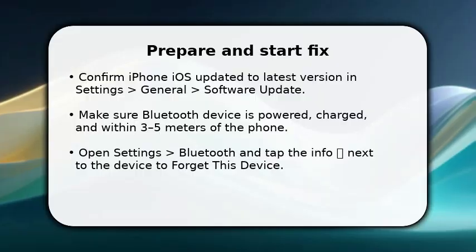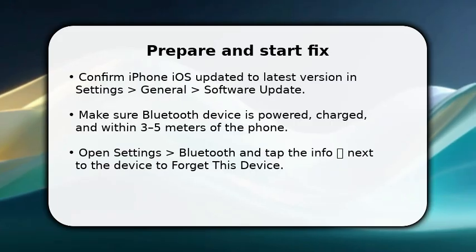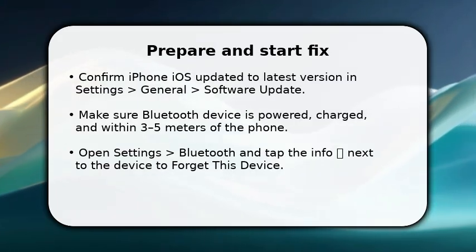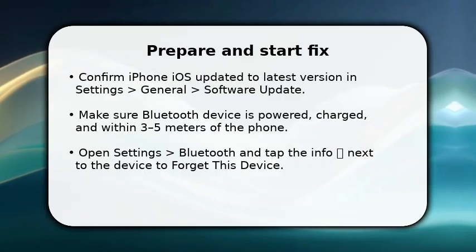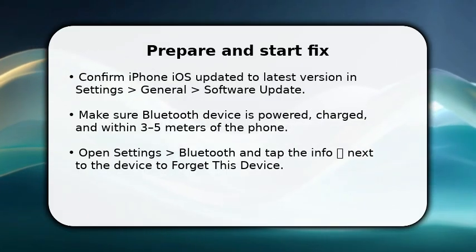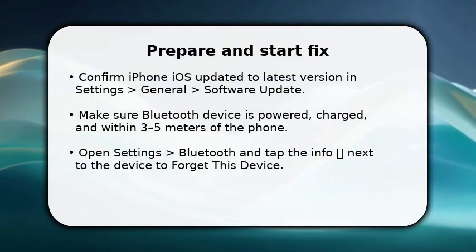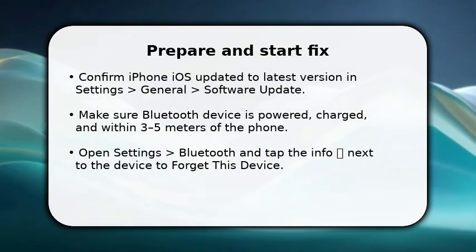Enjoy the video. You begin now. Update iOS and confirm the Bluetooth accessory has charge and proximity. Once done, open Settings, Bluetooth, tap the info icon and choose Forget this device. Why? Removing the pairing clears corrupted profiles that often lock volume.